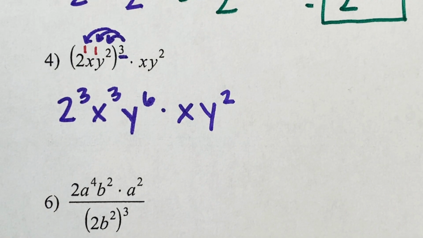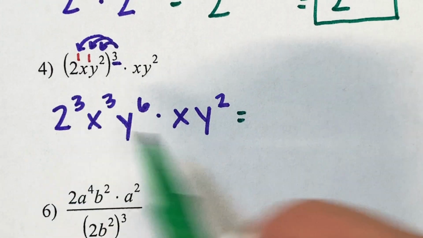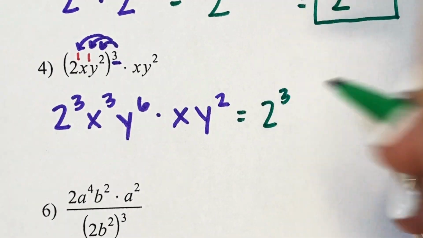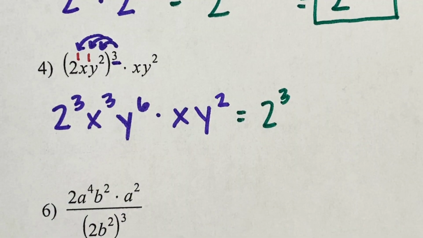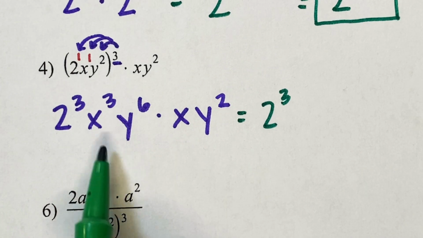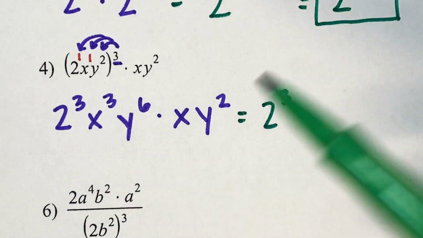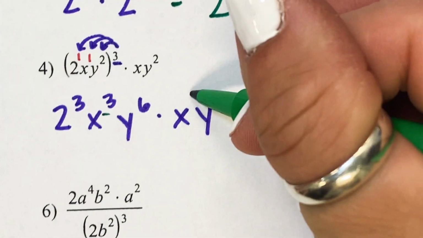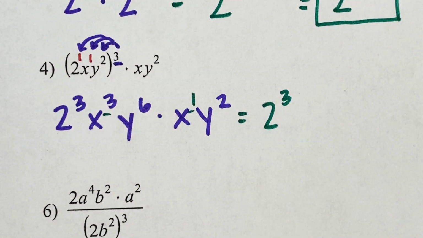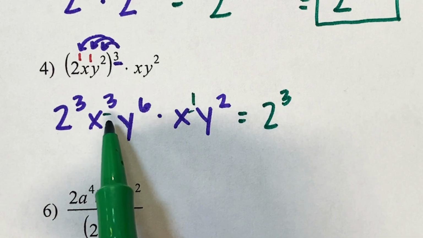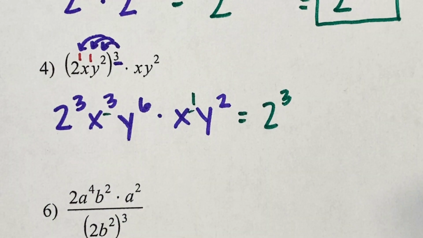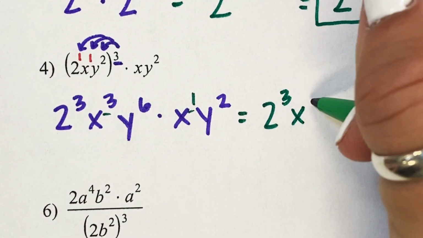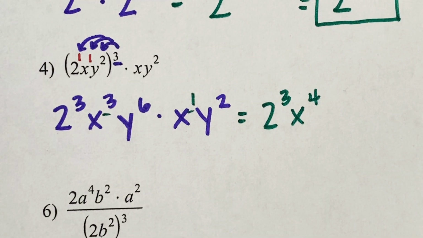Okay, so we know that 2 to the power of 3 is going to stay the same, right? There's no other bases of 2 that we can combine that with. But now we see some x's, right, in this x. So I have 3 x's right here. I have 1 right here. How many x's do I have? Or 3 plus 1? X to the 4th. Great job.